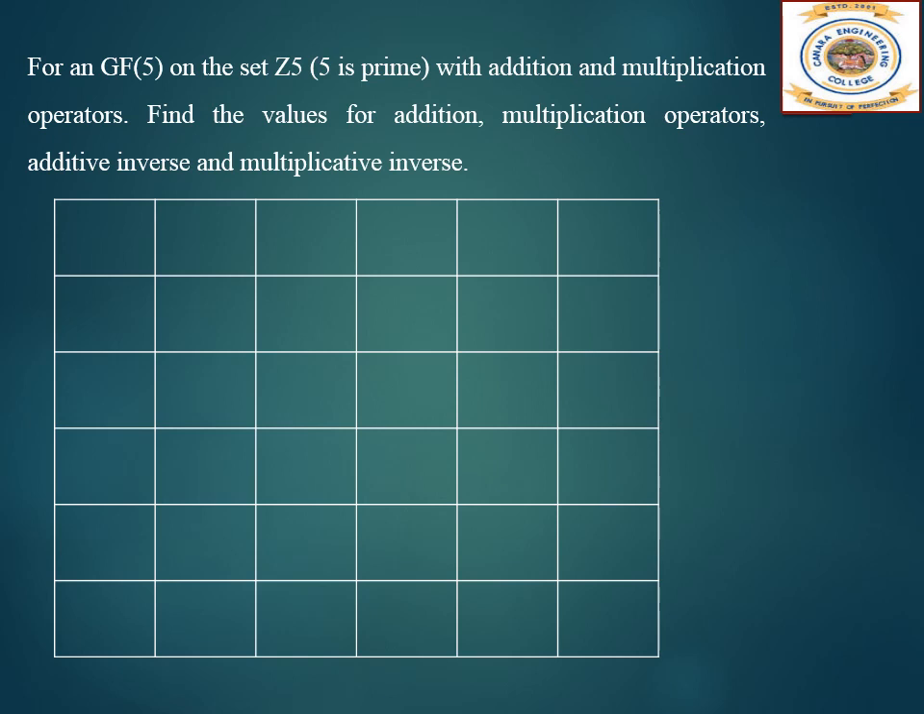So first let us write a table for addition. So here plus I will write, then we have numbers from 0 to 4. GF of 5 means the set contains 0, 1, 2, 3 and 4. So let me fill up the values 0, 1, 2, 3, 4. Column also I will fill it up as 0, 1, 2, 3 and 4. Now let us do the addition.